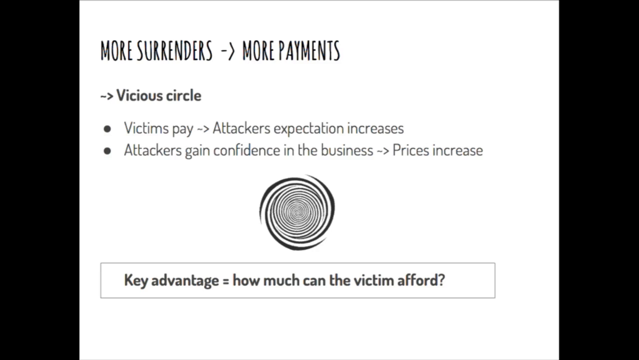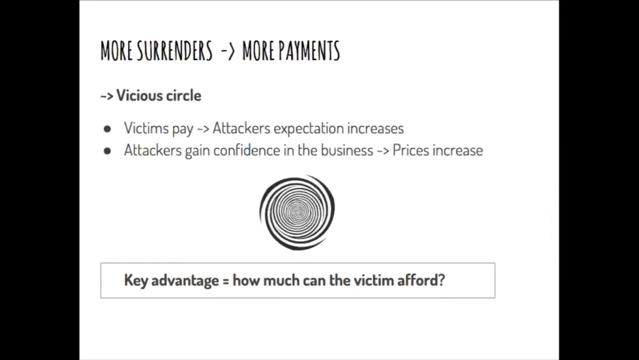And if we want to reverse the direction of the vicious circle, we will have to exploit it too. The key advantage here is how much the victim can afford. This is becoming key information for the attackers to succeed in making a very explosive business, compared to a mass kind of attack where you ask for $300 or $500 from every victim, right?